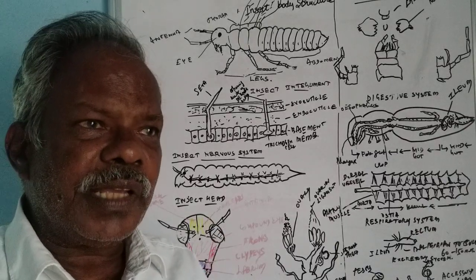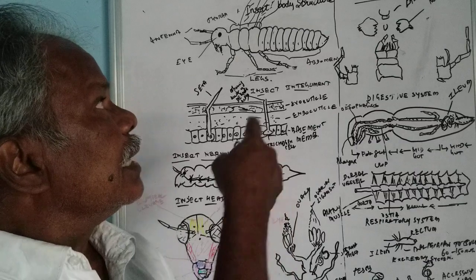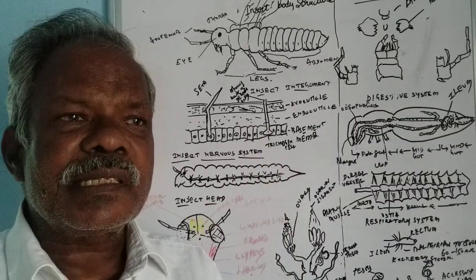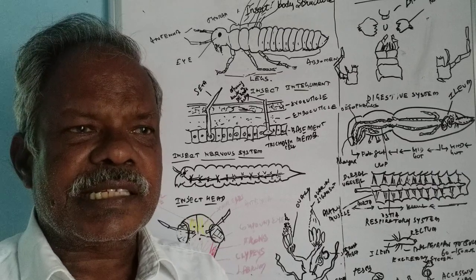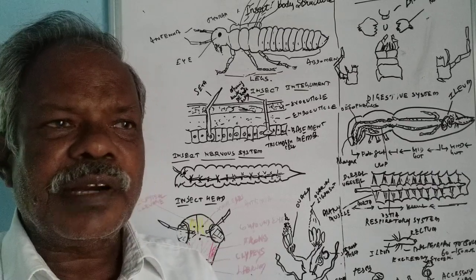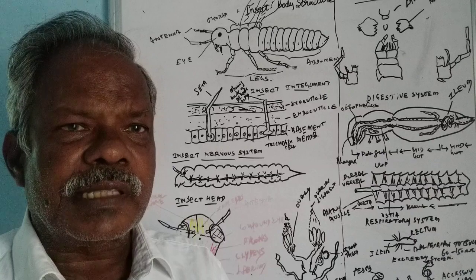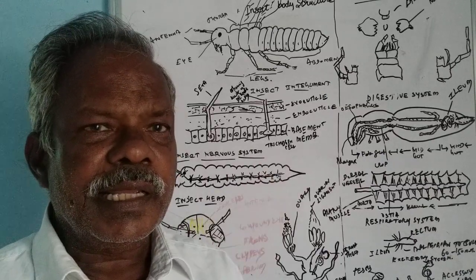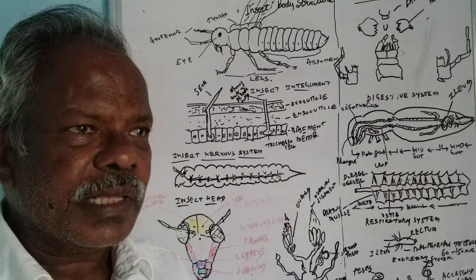Today in this video we are going to take up insect anatomy. Anatomy means the internal structure, the viewing of internal structure or how the systems are working, that we are going to study in insect anatomy.